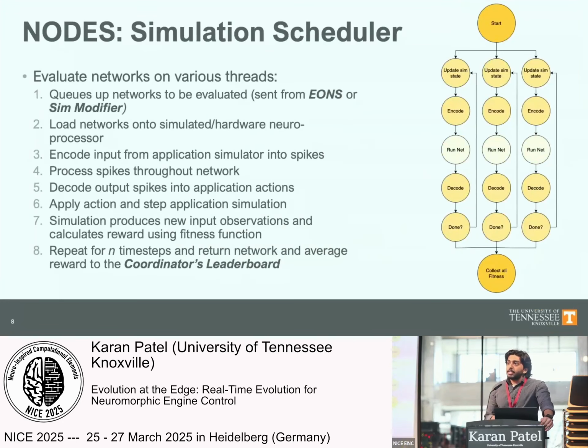The networks trained in the EONS process are then sent to the sim scheduler for evaluation. The goal of this process is to offload the compute-heavy component of EONS, which is processing the networks and then calculating the fitness score. This is accomplished by first queuing up the population of networks and then evaluating them using simulated and/or hardware neuroprocessors.